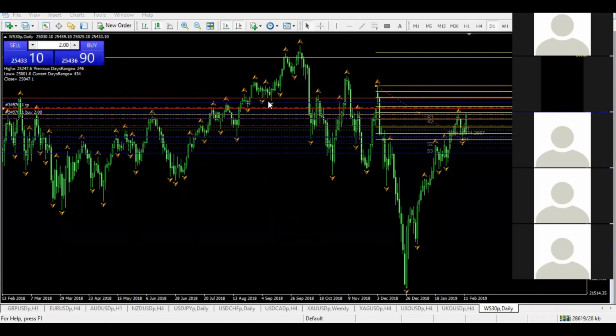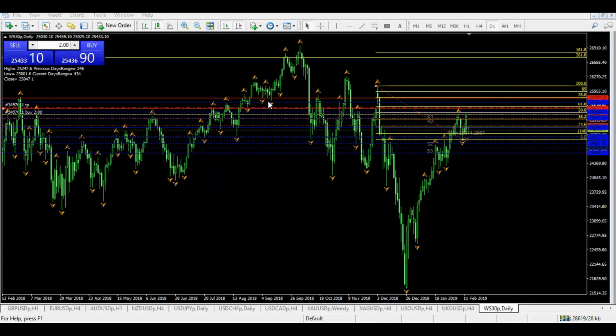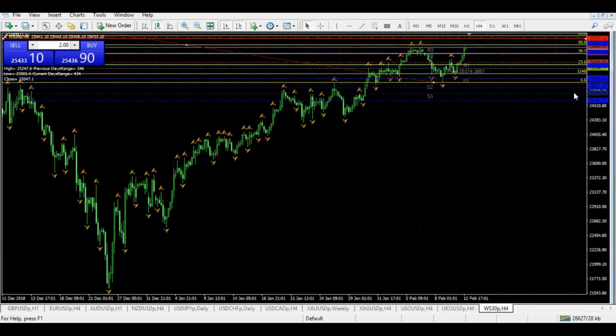Yes. The only thing that is better is that when the 61s break, you can safely trade until 78 and do buy positions. Did you understand? Yes. You should just practice. Okay.